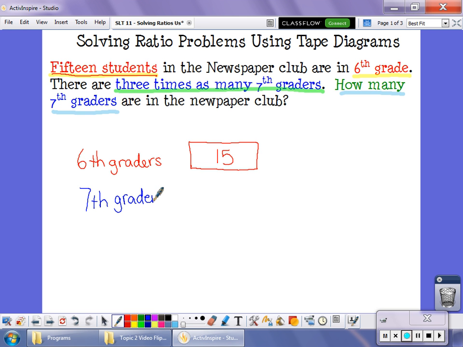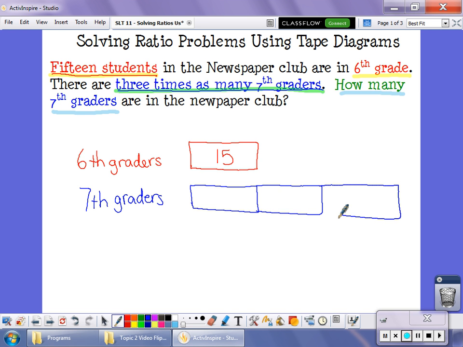Specifically, we're told that there are 3 times as many 7th graders, which means I'm going to draw 3 times as many rectangles. One rectangle to represent each group. So if this is my 6th graders, there are 3 times as many 7th graders. Now, we know that each rectangle represents 15 students. Okay, and we know that from what we have up here. So my question says, how many 7th graders are in the newspaper club? I can look at this picture and go, well, there's 15 and 15 and 15, which is 45 7th graders.